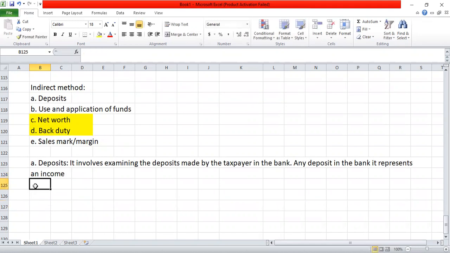Then number 2 is the use and application.